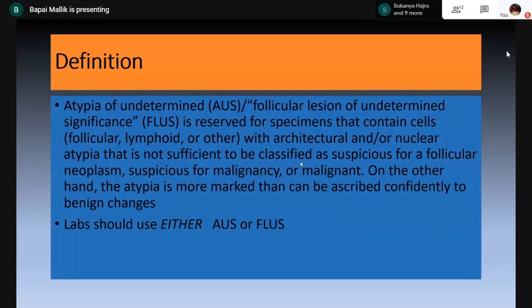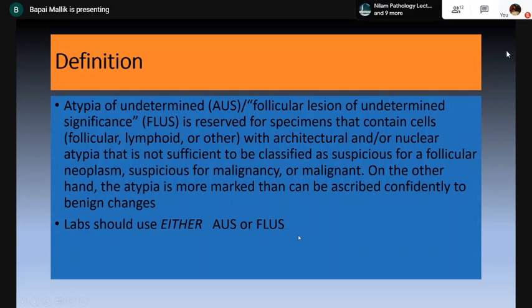What is the definition? Now, the definition of atypia of undetermined significance is reserved for specimens that contain cells, which could be follicular, lymphoid, or others, with architectural atypia and/or nuclear atypia that is not sufficient to be classified as suspicious for follicular neoplasm, suspicious for malignancy, or malignant. On the other hand, the atypia is more marked than what can be ascribed confidently to benign changes. This is straight from the recommendations of Bethesda. And as I have said, use either AUS or FLUS.